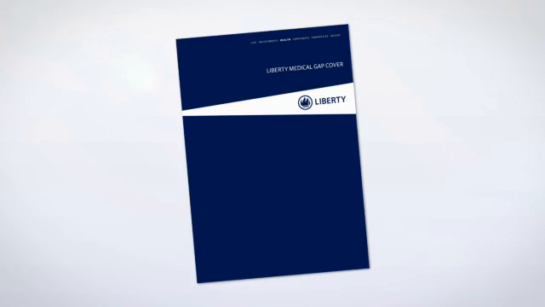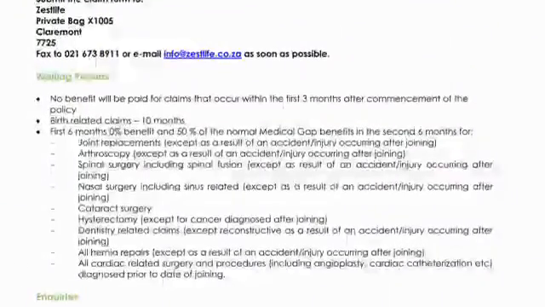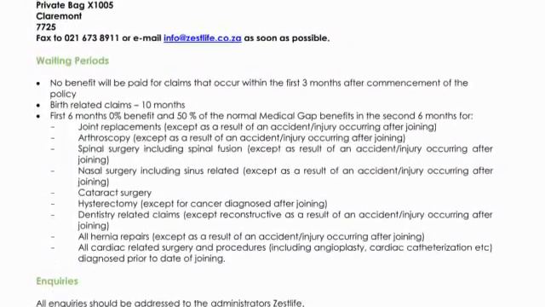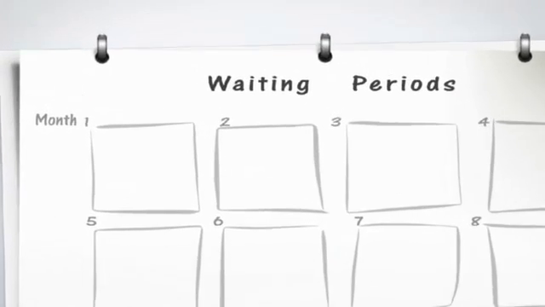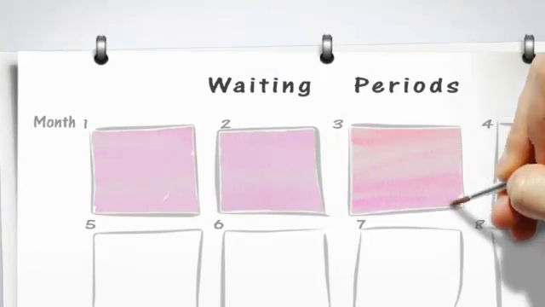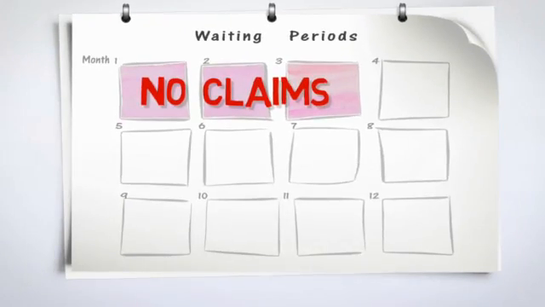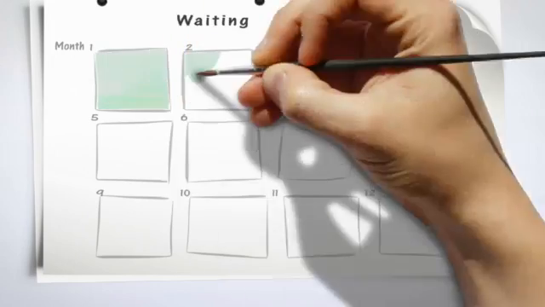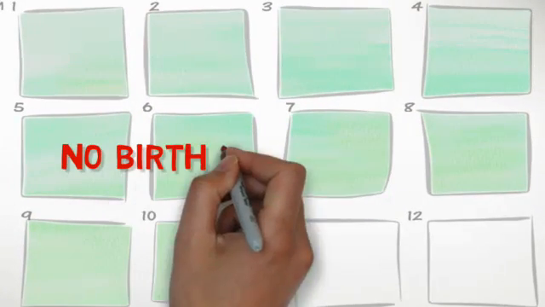It's important that you pay careful attention to the waiting periods we apply to curb abuse of the policy, which, unchecked, would lead to much higher premiums becoming payable by you, the policyholder. So, with this in mind, for the first 3 months from the inception of the policy, no claims are permitted. Aside from a 3-month general waiting period, there is a 10-month waiting period for birth-related claims.